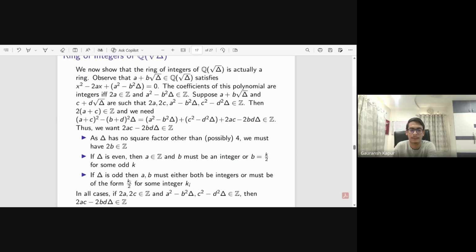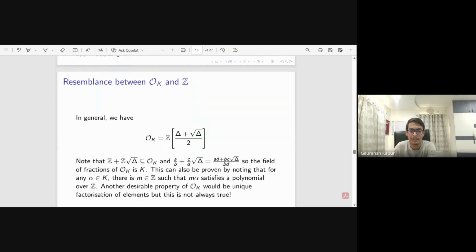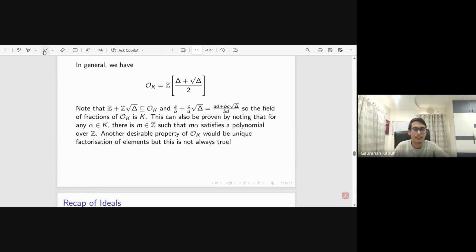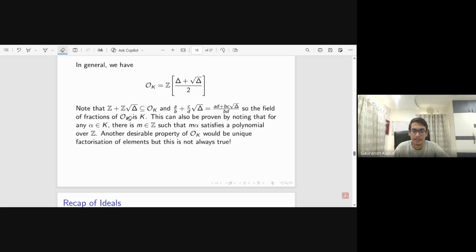And here we show that the ring of integers is in fact a ring. This is just calculation, you all can look at this, and in general, if your K is Q adjoined the square root of delta, then the ring of integers O_K is actually Z adjoined (delta plus root delta) by 2. And you can also show that the field of fractions of O_K is K. We'll do that at the end of this time.